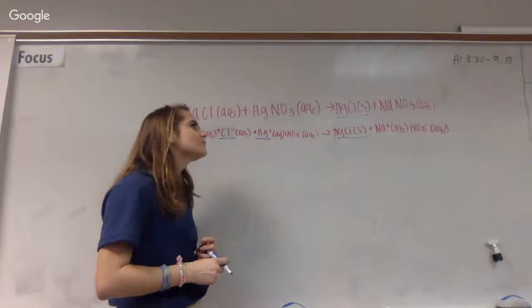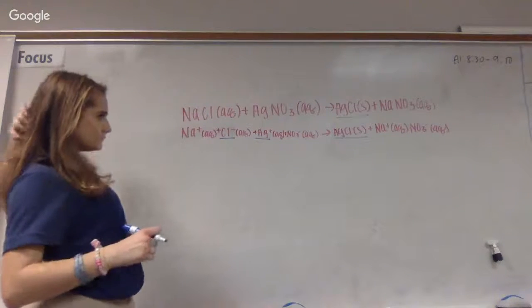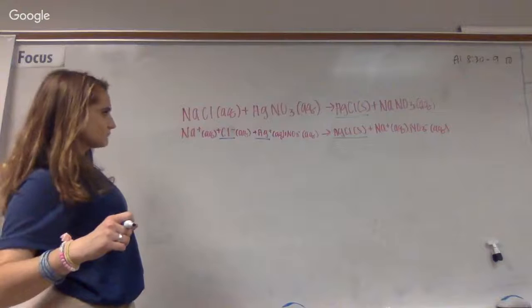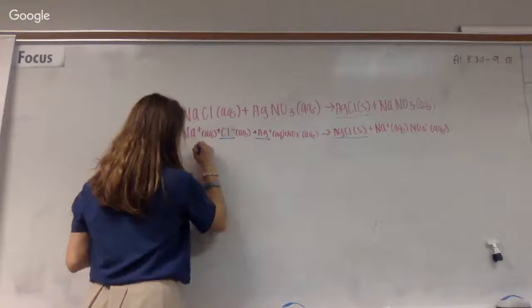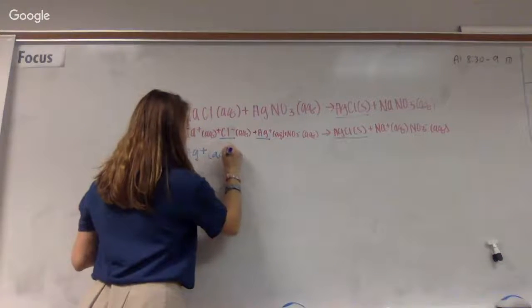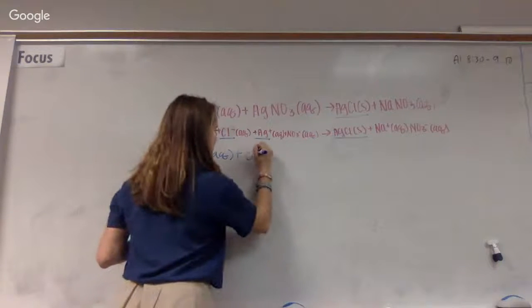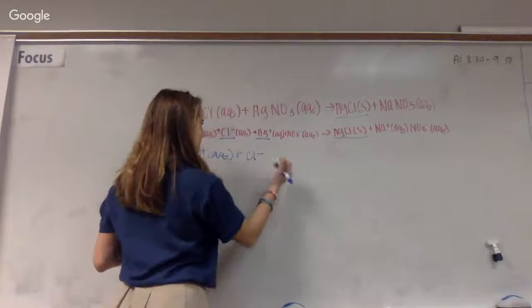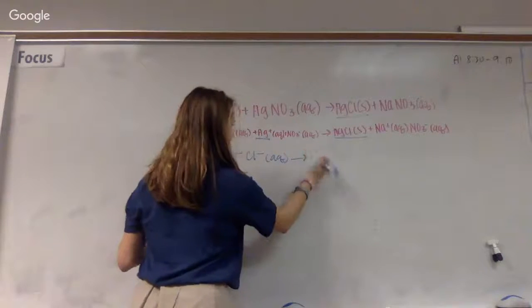Now, I like to do it in order. So see how the positive ion always goes first in our compounds? I like you to write underneath there. Can you write Ag plus aqueous, plus Cl minus aqueous, goes to AgCl solid.